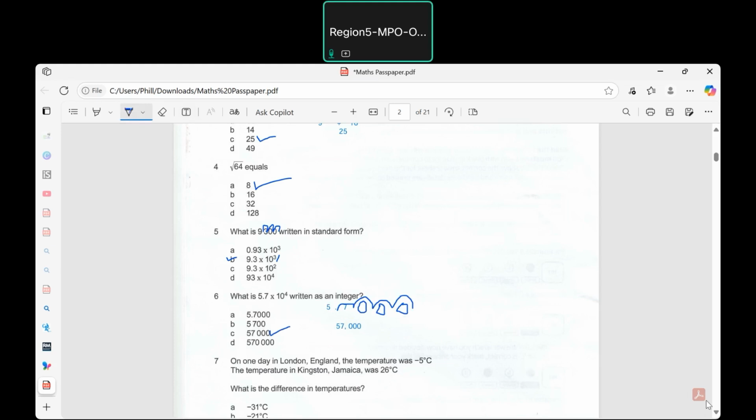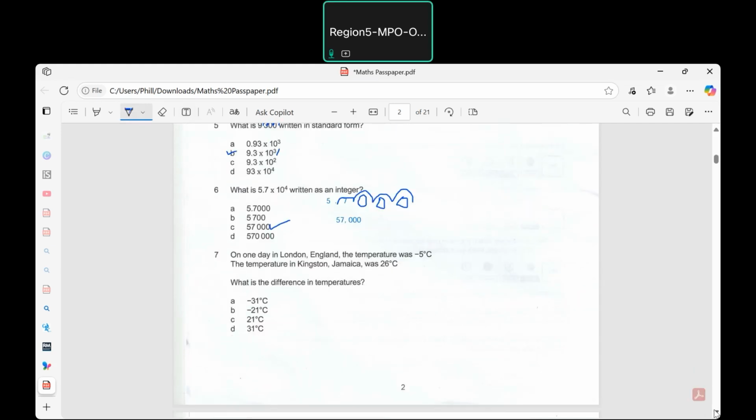All right, so let's scroll down a little bit more. Now here we have a scenario. It says that on one day in London, England, the temperature was -5 degrees Celsius. The temperature in Kingston, Jamaica was 26 degrees Celsius. What is the difference in temperature? Now, there are several ways to work this.